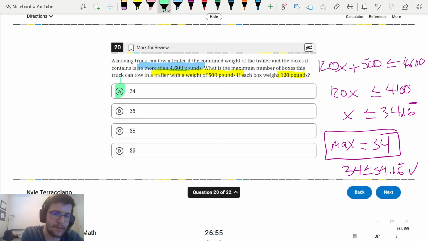I feel like a lot of people would have put 35. They might have rounded up by accident. Remember, it says no more than. That means less than or equal to. Okay, great.